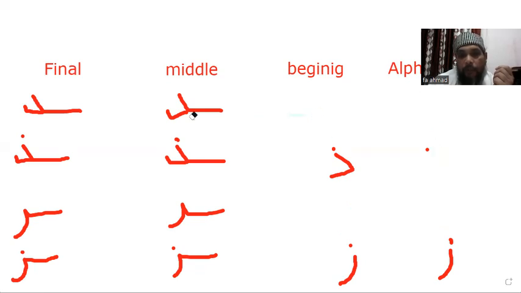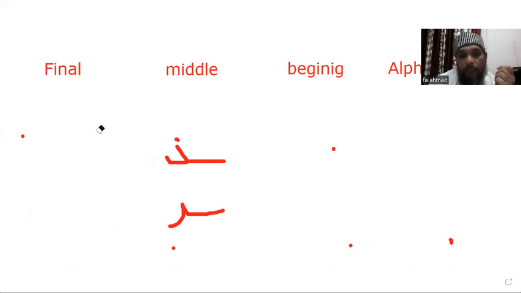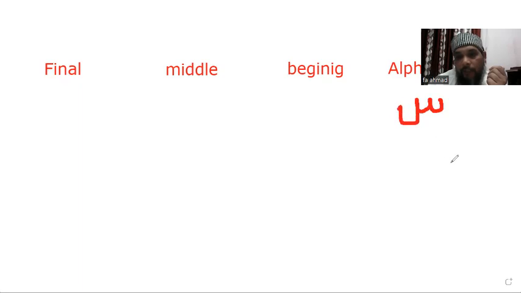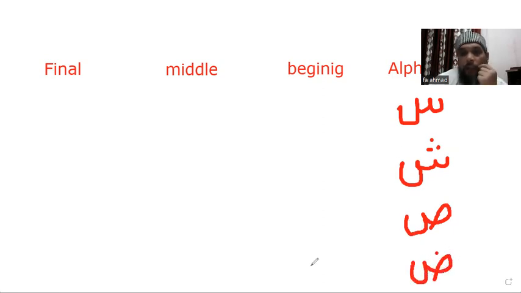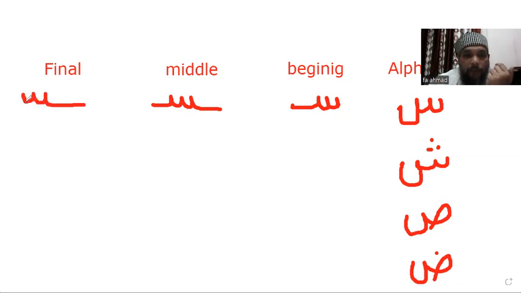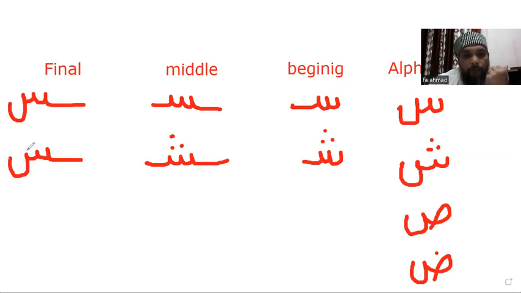Okay, now remove it. Now seen, sheen, sad, and dad. Seen: make three points like a small w, straight. Seen middle has a connector before and after, so both sides have connectors. Seen final has one connector before and then the full shape. Now sheen is like seen with three dots; the middle shape is like seen with three dots up, and the final shape has three dots.